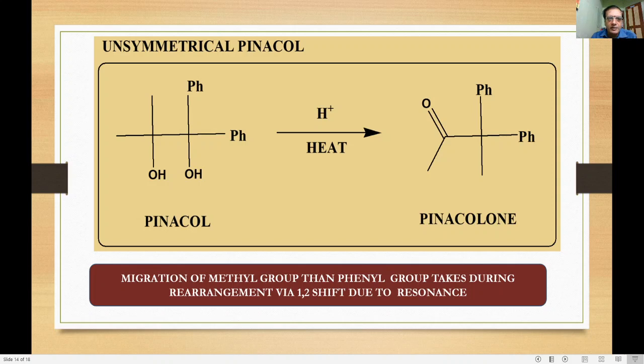Now in the unsymmetrical pinacol, for example, CH3, CH3, C6H5, C6H5. See that now I cut this molecule like this. Definitely this cannot match with this one, so this is an unsymmetrical pinacol. In the case of an unsymmetrical pinacol, the 1,2 shift takes place here also, but it is not a phenyl group, it is a methyl group. We'll see the mechanism of how the pinacolone is formed via 1,2 shift. The migration of the methyl group rather than the phenyl group takes place during the rearrangement reactions due to resonance stabilization.